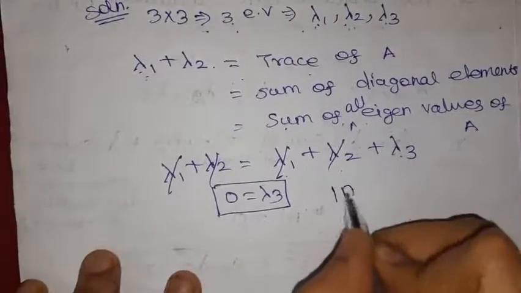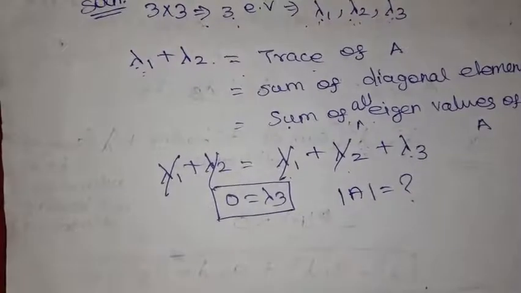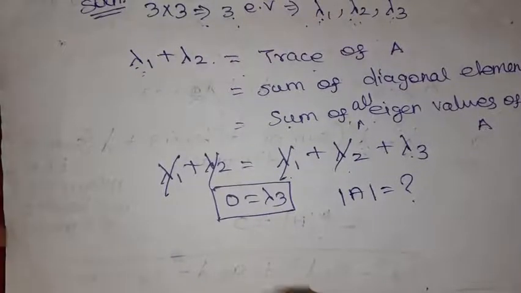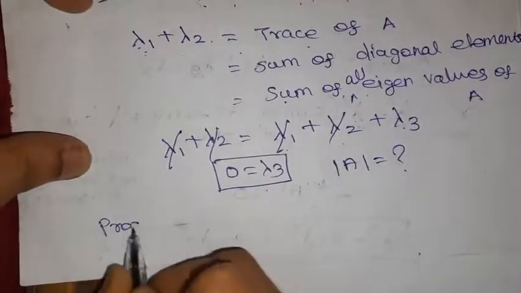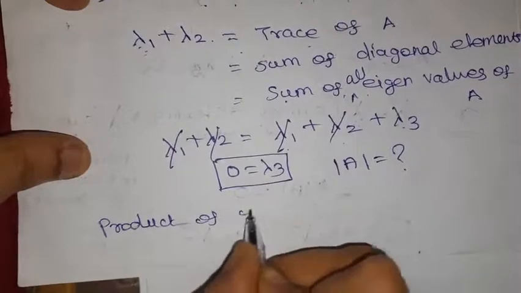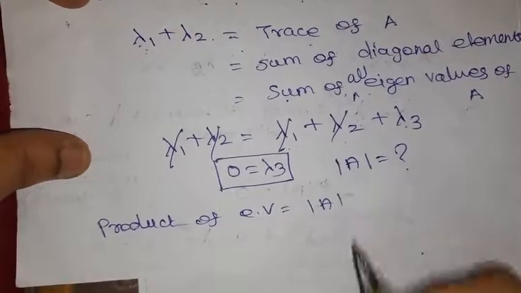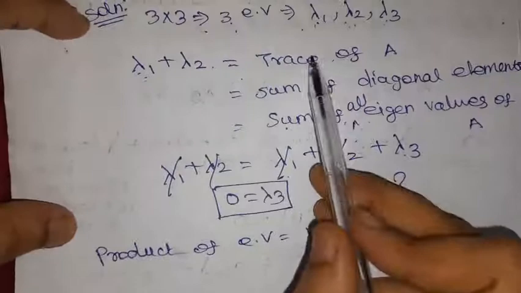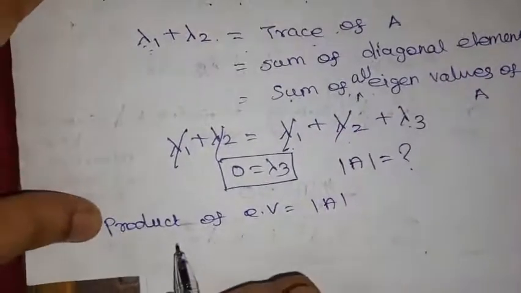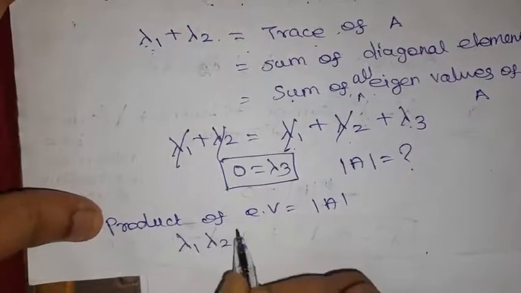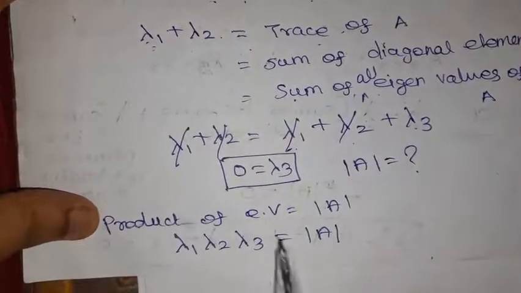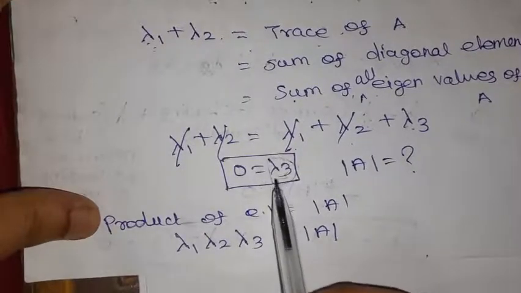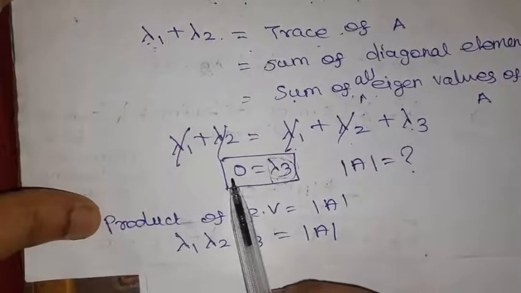We need to find the determinant of A. We know one of the properties of eigenvalues related to the determinant: the product of the eigenvalues is equal to the determinant of the given matrix. It has 3 eigenvalues, so the multiplication of these 3 is equal to modulus of A, the determinant of A. We know that one of the eigenvalues is equal to 0.